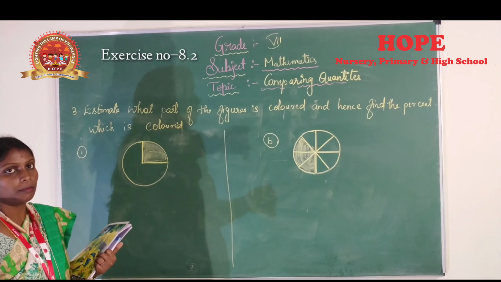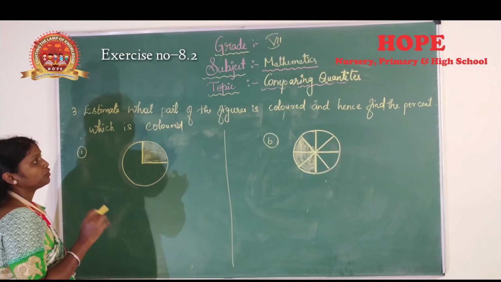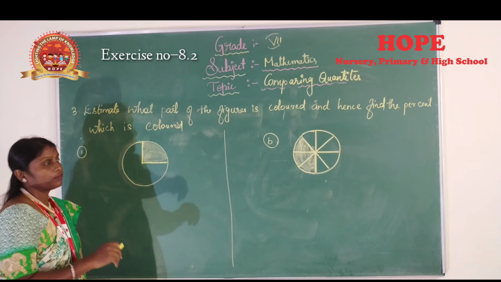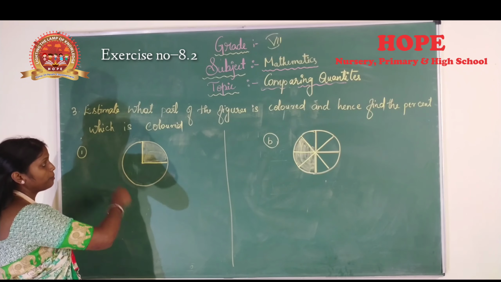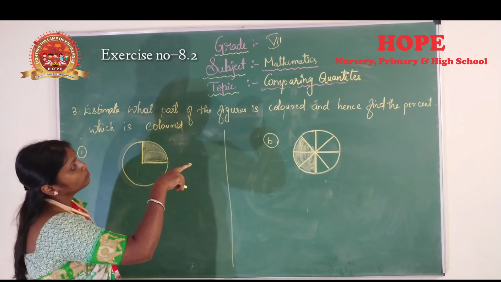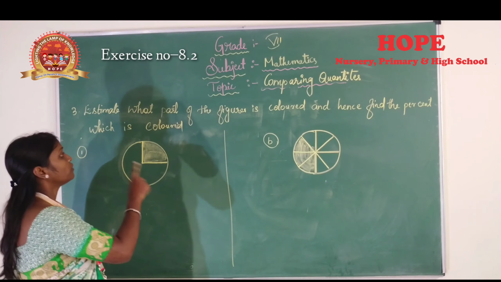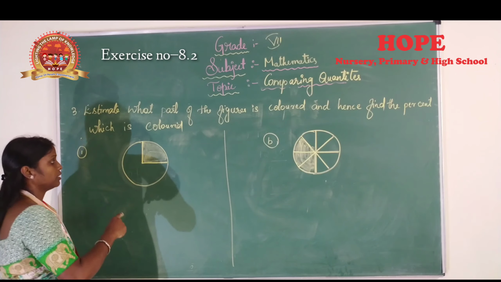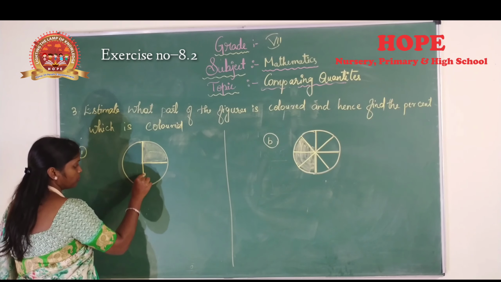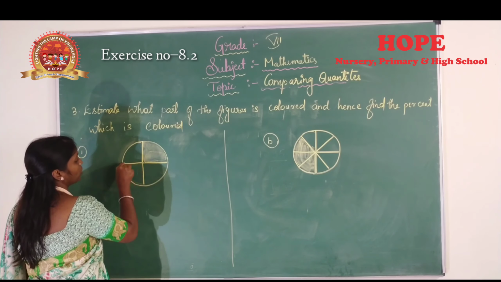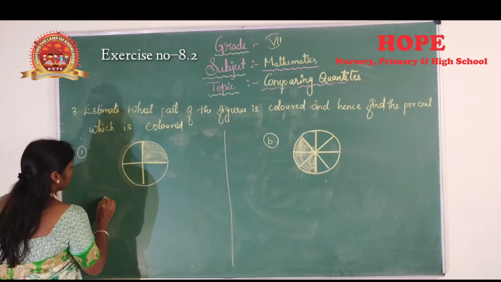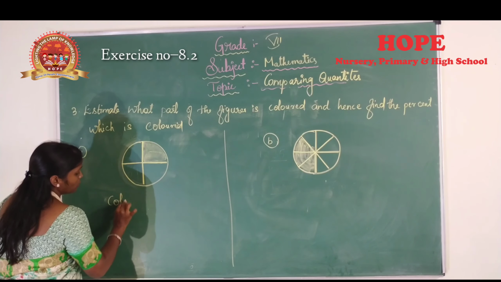So here there is a third main question: estimate what part of the figure is colored and hence find the percent which is colored. We have to estimate what part of the circle is colored and find the percent of the fraction of the part colored. Since it's one circle, it will be having 4 sides, as we know. I have parted the circle into 4 parts. So the colored part here is how much?